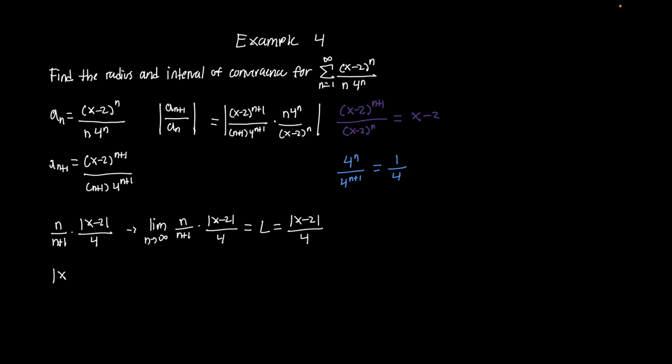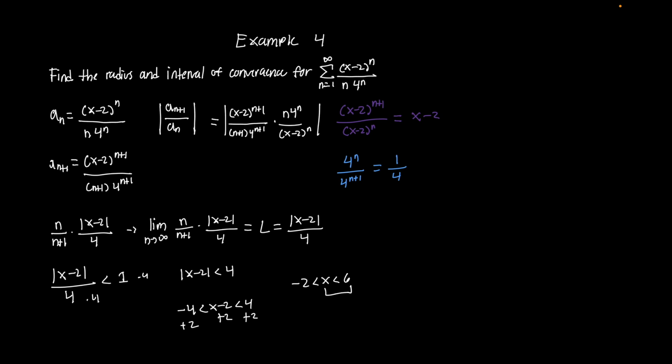L less than 1. Multiply both sides by 4. So we'll get, if you want to get rid of the absolute value signs, you can do that just by adding the negative. Then I like to add 2 on both sides. So you'll get negative 4 plus 2 is just negative 2, less than x. And 4 plus 2 is 6.